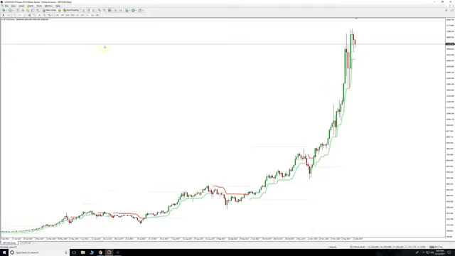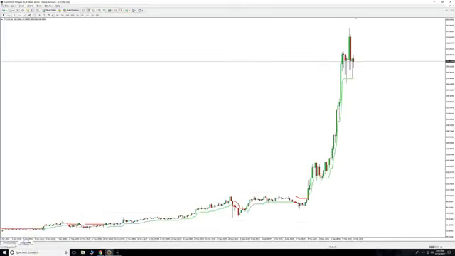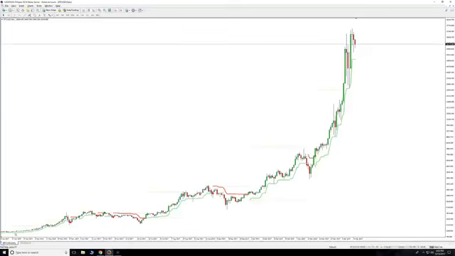This is the daily. I'm sticking on the daily, and whether it's Bitcoin or whatever you want to trade, it works for both of these.